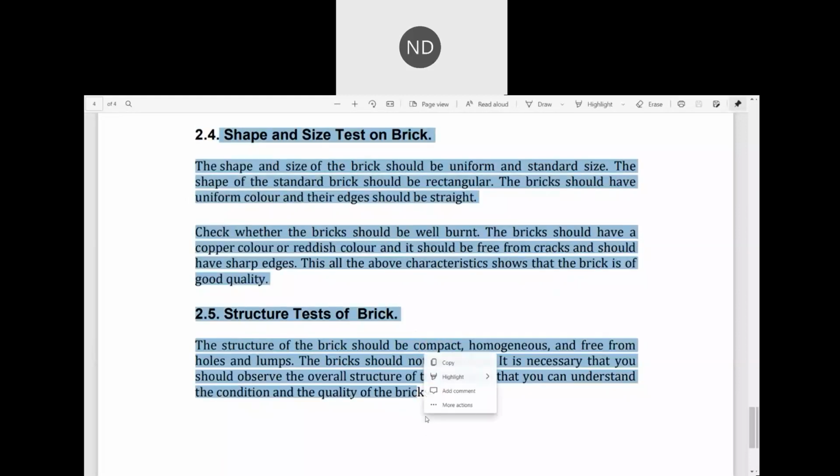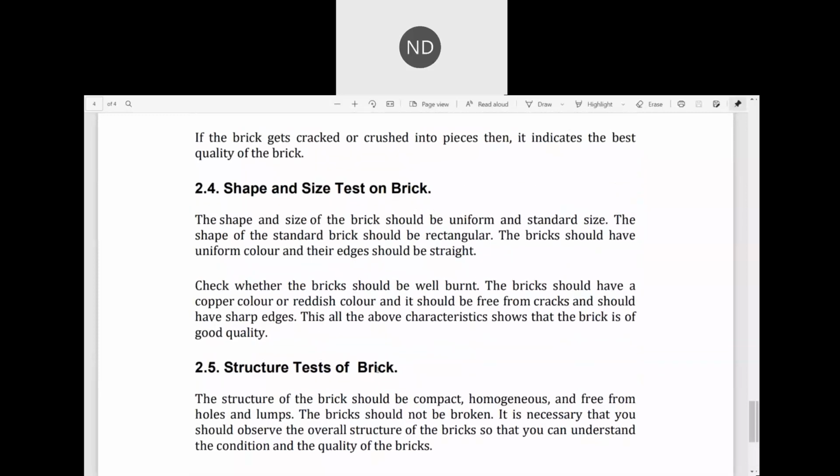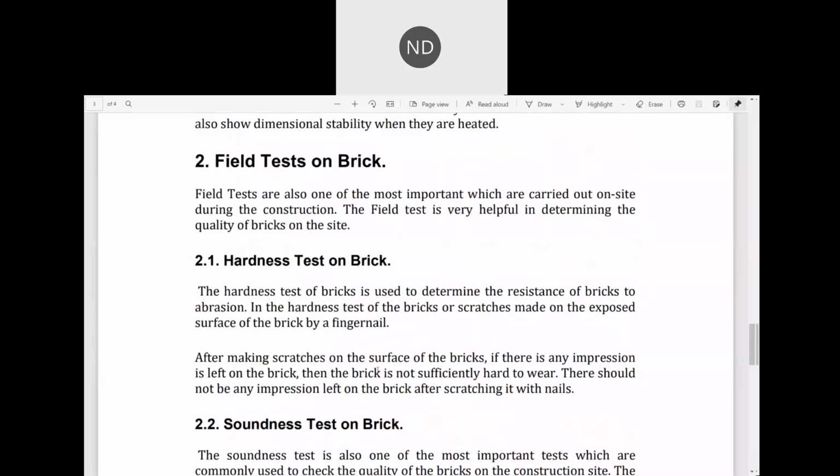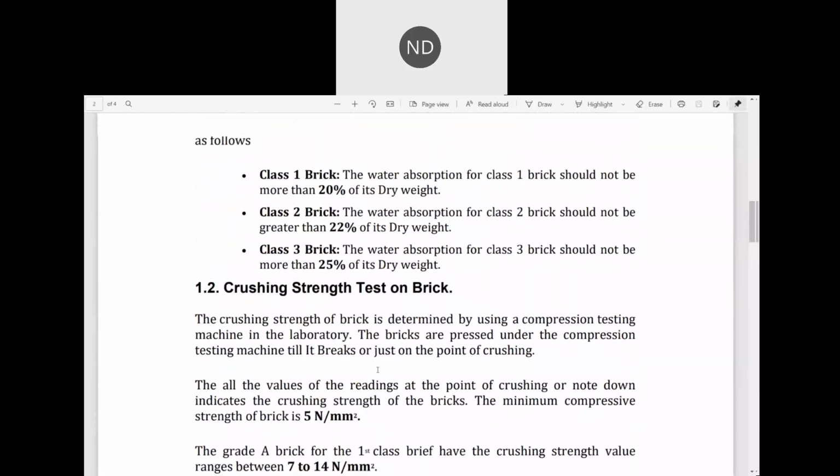When you see the brick, you can understand whether it is properly rectangular or not, and whether the dimensions are okay or not. Then when you take it in the hand, check whether the color is uniform and the edges are straight. It should not have lumps or holes and cavities inside it. That is a structure test on the site itself. So these were your brick tests, on the field and in the lab.